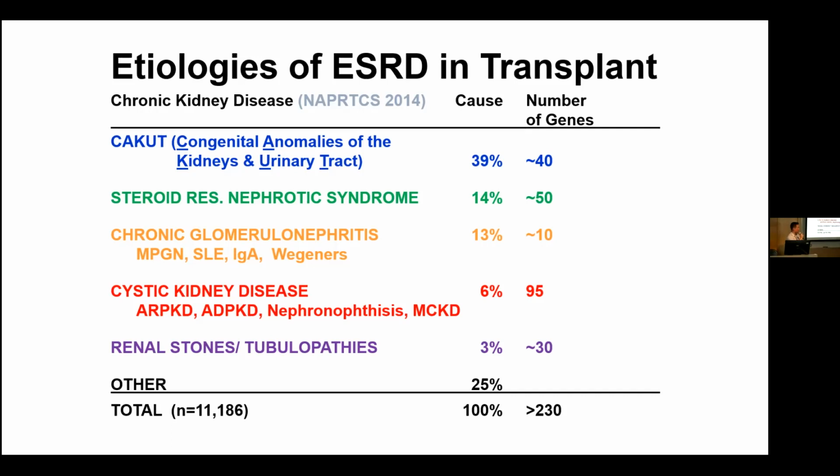And you can see here, although this data is still a little bit old, in 2014, there's over 11,000 patients that have been transplanted, and congenital anomalies of the kidney and urinary tract is the most common cause, with over 40 genes that lead to end-stage kidney disease due to congenital anomalies. There are other causes, including nephrotic syndrome and glomerulonephritis, and these are other diseases that affect patients. But for patients with MSMDS, it's mainly going to be congenital anomalies of the kidney and urinary tract.